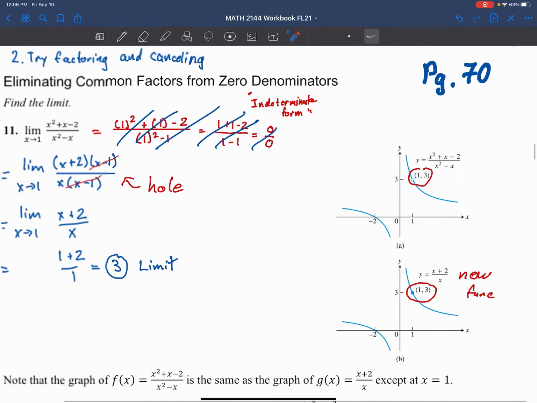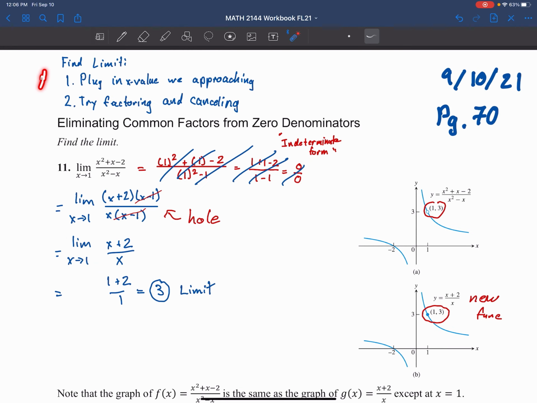So the first step, again, always just try to plug it in. If you get 0 over 0, try factoring and canceling. We're going to run into various other scenarios. If you can't plug it in, you're probably just going to have to do some sort of algebraic manipulation, whether it's using a trig identity, your logarithmic properties, some basic just combining like terms.